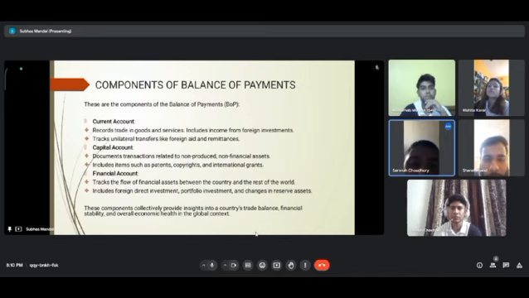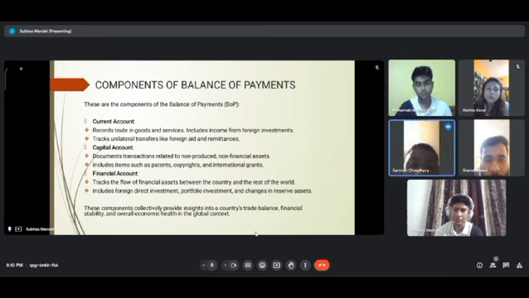Components of balance of payments. There are mainly three components of balance of payments. Number one, the current account records trade in goods and services, includes income from foreign investments, and tracks unilateral transfers like foreign aid and remittances. Number two, the capital account documents transactions related to non-produced, non-financial assets, and includes items such as patents, copyrights, and international brands. Number three, the financial account tracks the flow of financial assets between the country and the rest of the world, and includes foreign direct investment, portfolio investment, and changes in reserve assets.